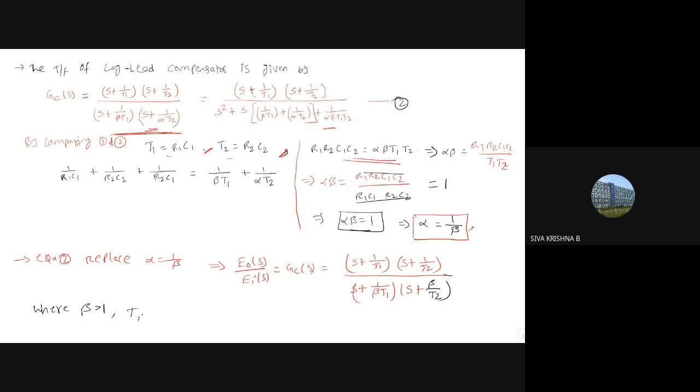And T1 equals R1 C1 and T2 equals R2 C2. And what about this relation? Here also change alpha to 1 by beta. So that implies 1 by R1 C1 plus 1 by R2 C2 plus 1 by R2 C1 equals 1 by beta T1 plus beta by T2. So replace here also, because all the limits will be changed. So this is all about the lag lead compensator electrical network.